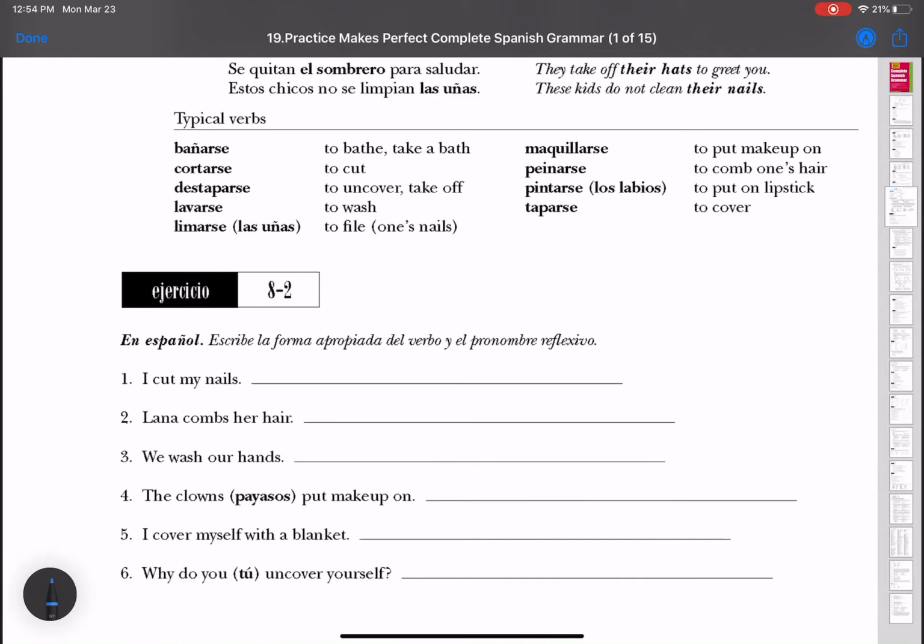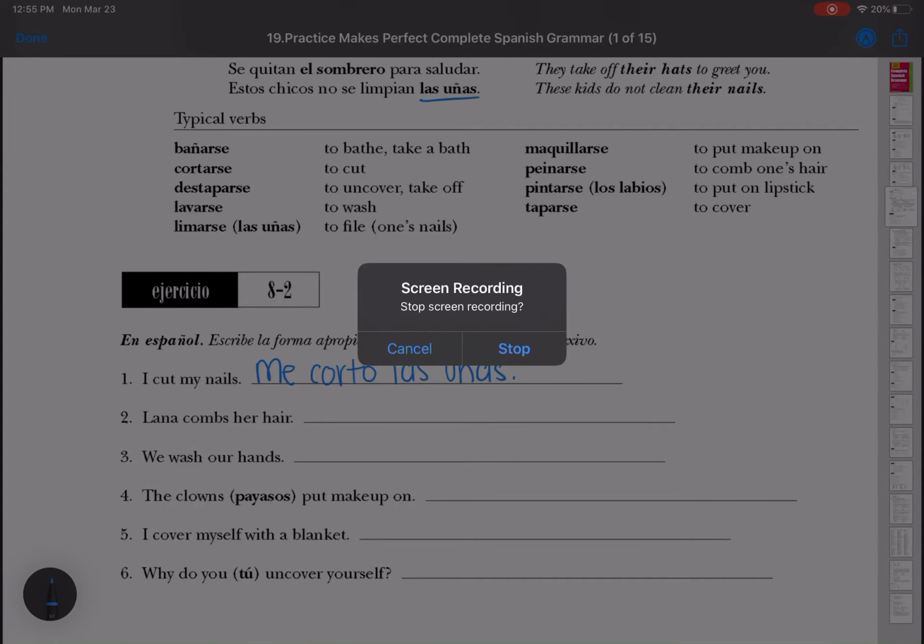And to cut is cortarse. So we'll do me. And then corto, C-O-R-T-O, because that is our appropriate ending. And then my nails, well, we don't have to say my because we're using the reflexive in Spanish. So we're just going to do the nails, which is the same one that's up here. Las uñas. Okay.